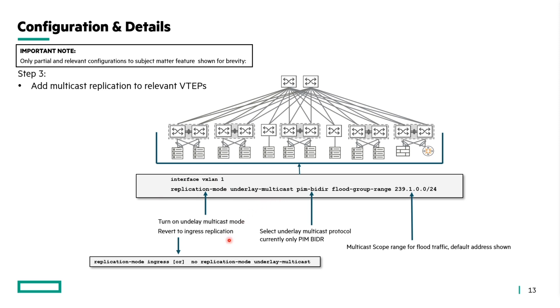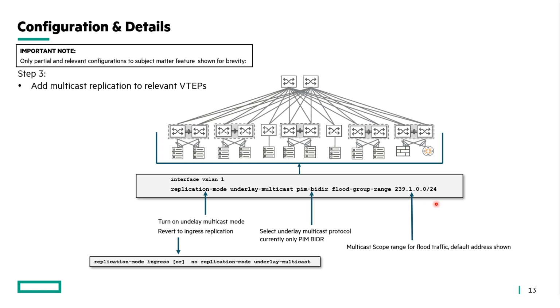To revert back to ingress or head-end replication, there are two options. There's replication mode ingress, or you can type no replication mode underlay multicast. The second part of the configuration provides an optional multicast routing protocol to be used. At this moment in time, PIM bidirectional is the only option. We can then specify a flood group range, and the default range is 239.1.0.0, and we'll use this throughout the examples.